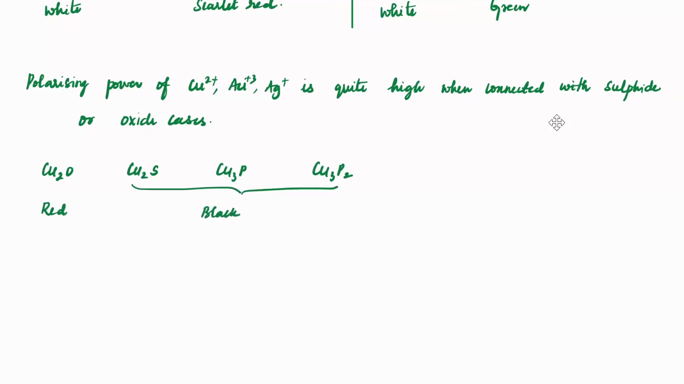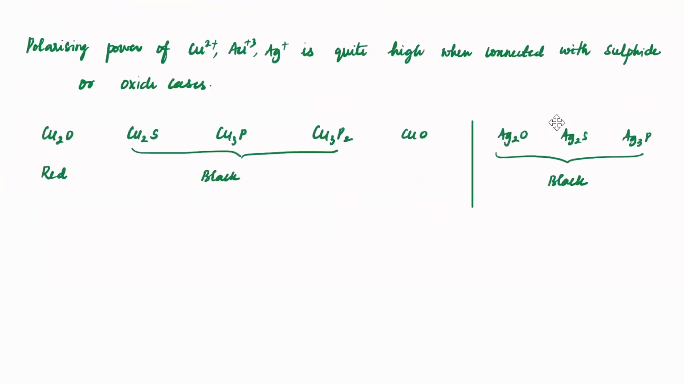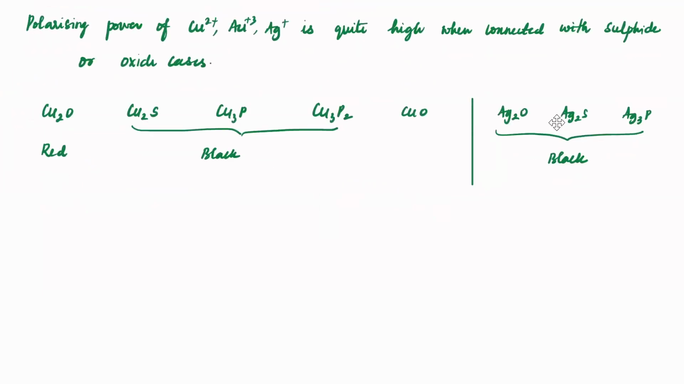So you can see Cu2O is +1, so it does not have too much polarizing power. But the minute you get even CuO, CuO is almost black in color. Correct. The same goes with silver cases also. Whether you take Ag2O, Ag2S, or Ag3P, all of these are black in color because of the high polarizing nature. Done. Got it?